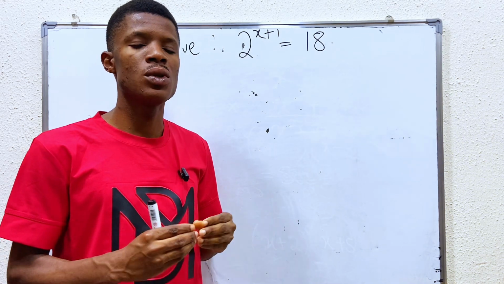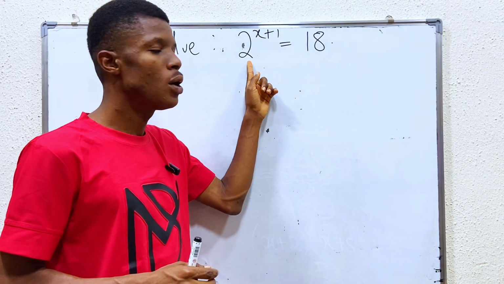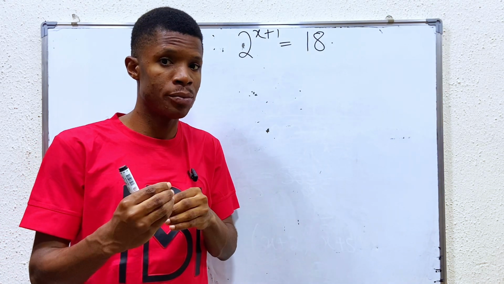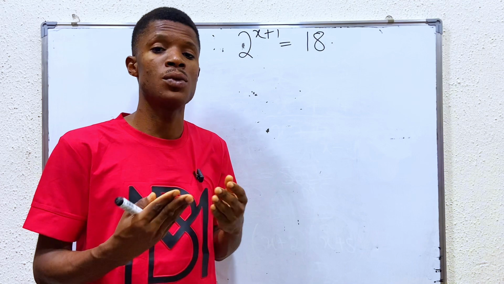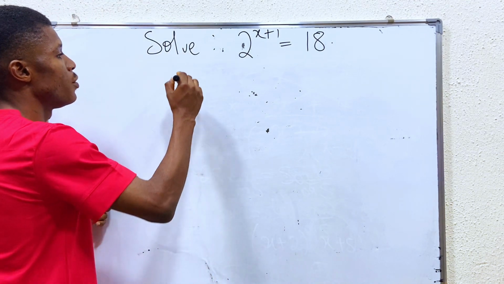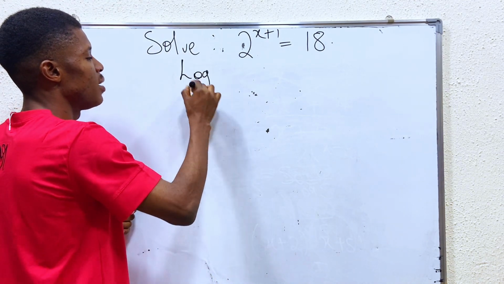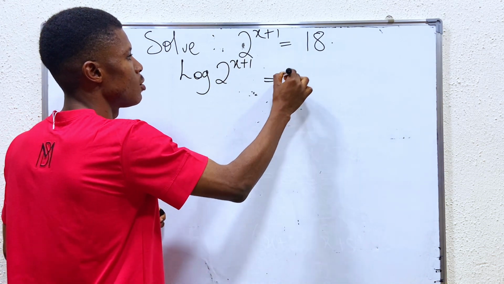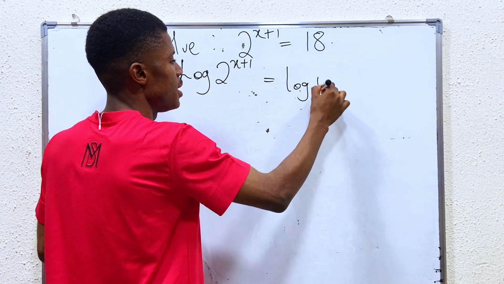Okay, first thing we check, we see the base 2 and we see 18. The 2 cannot be expressed in a common base with 18. So all we have to do is to take the logarithm. If you take the log of both sides, we have log of 2^(x+1) is equal to log of 18.